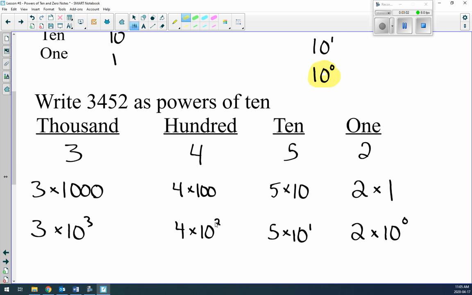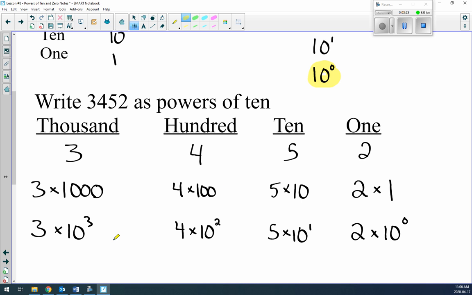Okay, now we can take a number and we can break it down into different components. So we want to write 3,452 as powers of 10. So the thousands is the 3, the hundreds is the 4, the tens is the 5, the ones is the 2. So then we can write, how do we write 3,000? Well, that's 3 times 1,000. How do we write 400? 4 times 100. How do we write 50? 5 times 10.